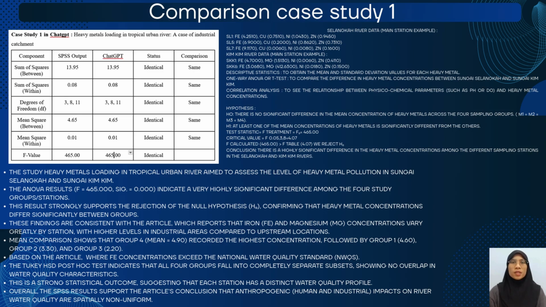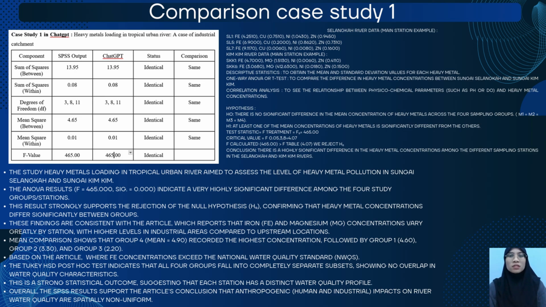So for the conclusion, there is a highly significant difference in the heavy metal concentrations among the different sampling stations in the Selangor and Kim River. The ANOVA results indicate a very highly significant difference among the 4 study groups. This result strongly supports the rejection of the H null, confirming that heavy metal concentrations differ significantly between groups. These findings are consistent with the article, which reports that iron, ferum, and magnesium concentrations vary greatly by station, with higher levels in industrial areas compared to upstream locations.